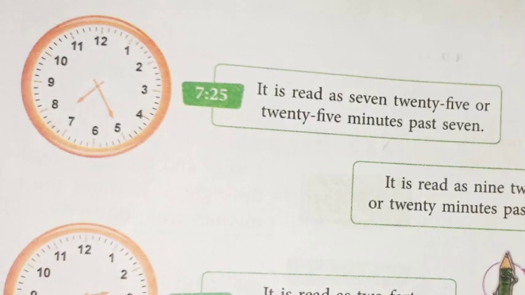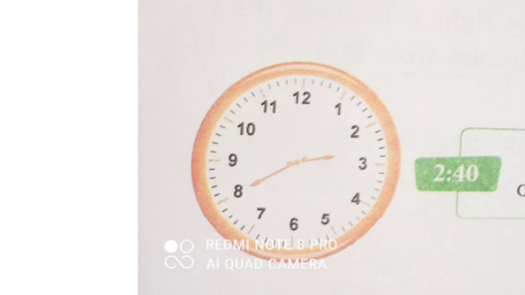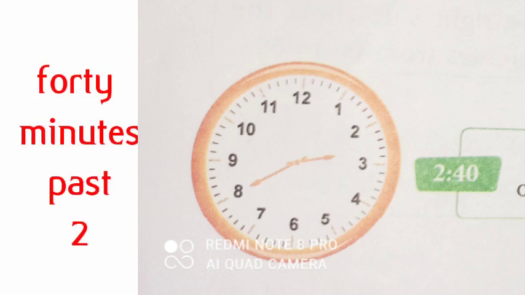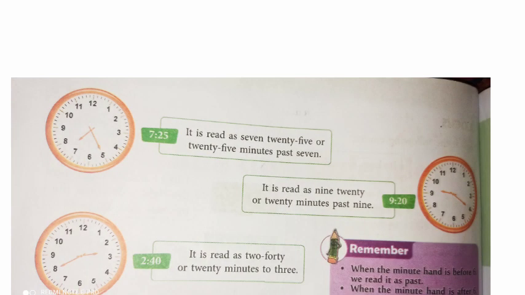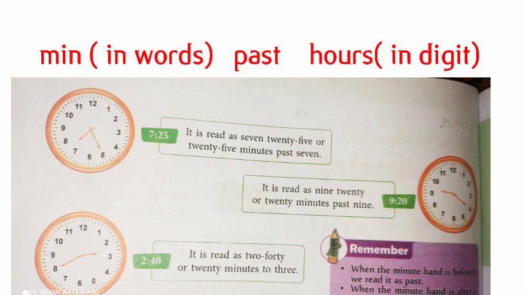Suppose your timings are 7:25. So how can we write it in another way? We can say that 25 minutes past 7. Similarly, if your timings are 2:40, we can write it or we can read it 40 minutes past 2. If it is 9:20, we can say that 20 minutes past 9. So what is the pattern actually we are following here? We are just following the pattern minutes, past, then hours.